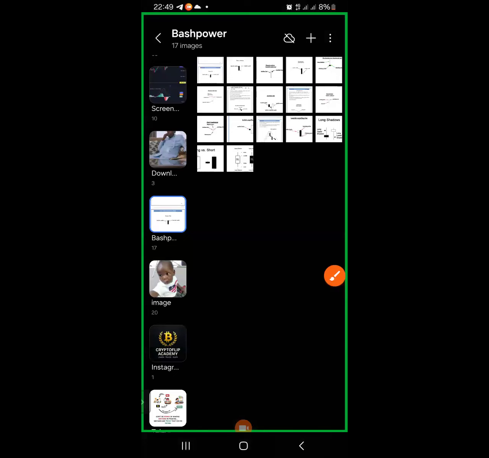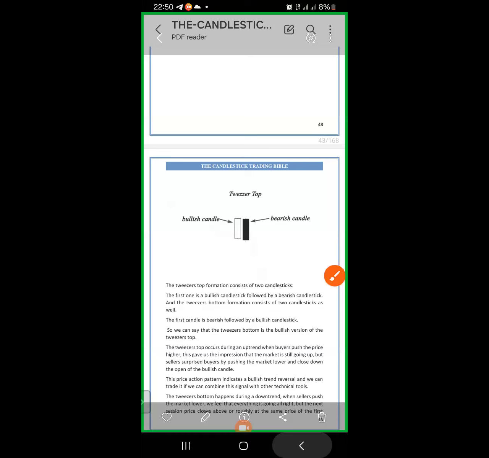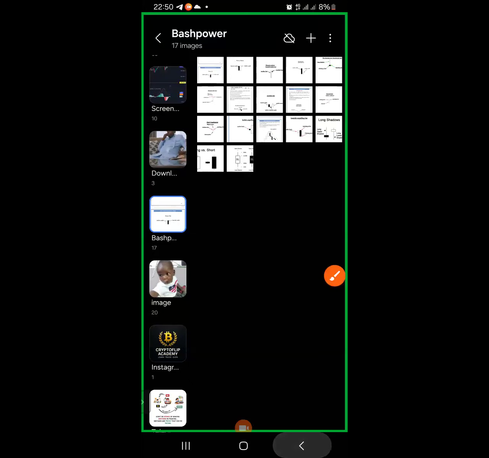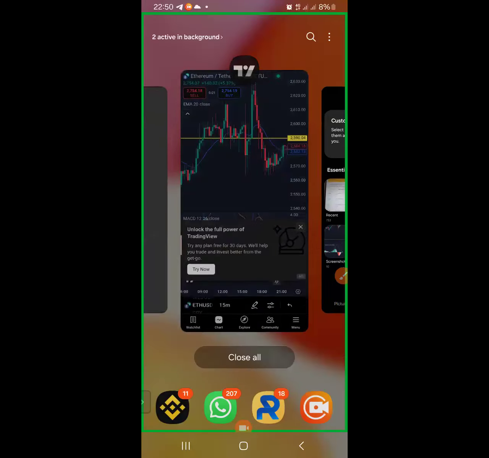And lastly is a tweezer top. It is formed when we have a bullish candle. Buyers are pushing the market up. Then sellers come in with equal volume and push the market down for it to qualify to be a tweezer top. These are all reversal candlestick chart patterns like we have seen and how they behave on the market.